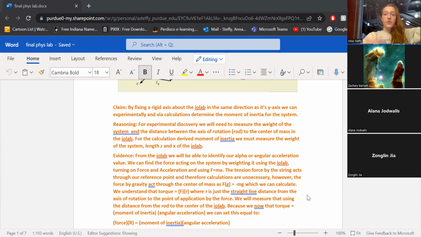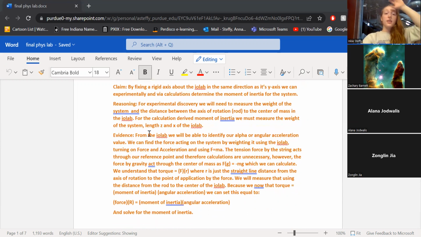I thought that whenever I fixed a rigid axis about the IOLAB, I'm still going to have it circulating on the y-axis, but I'm going to take into account the fact that the axis and the force are separated. So I'm going to use the parallel axis theorem to account for this. And also the rod is going to add mass, especially since I used a really heavy chopstick.